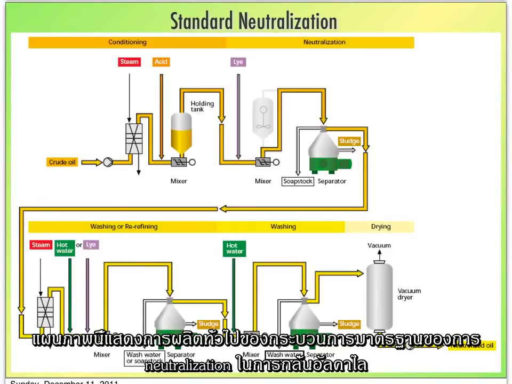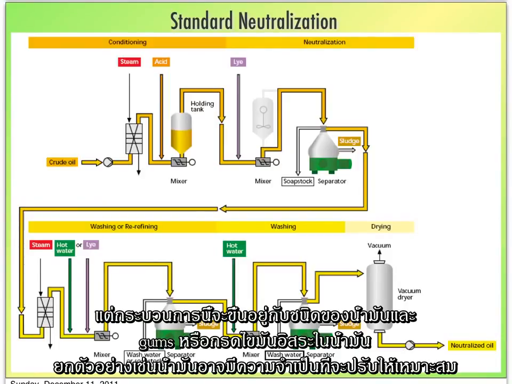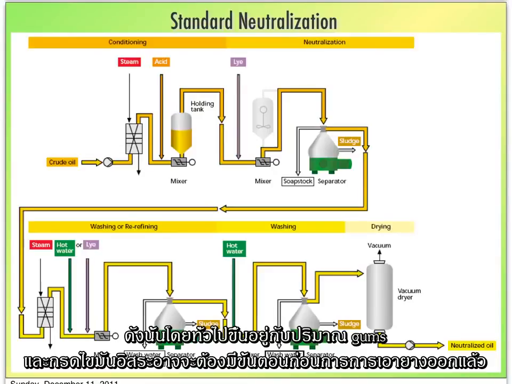This diagram shows a general outline of standard neutralization in the alkali refining, but the actual process will depend on the type of oil and the amount of gums or free fatty acid in the oil. For example, some oil may require some conditioning. So basically, depending on the amount of the gums and free fatty acid, it may require some pre-degumming step.